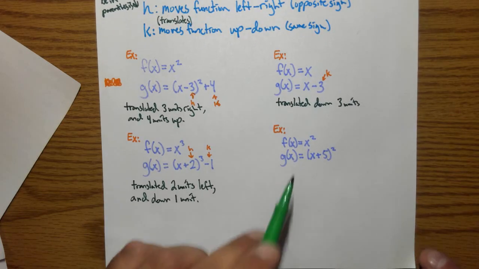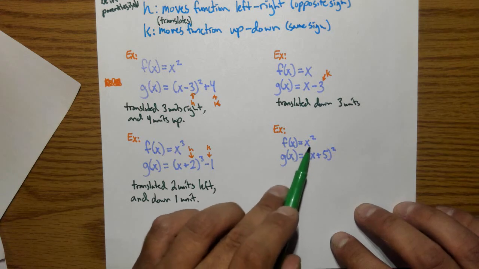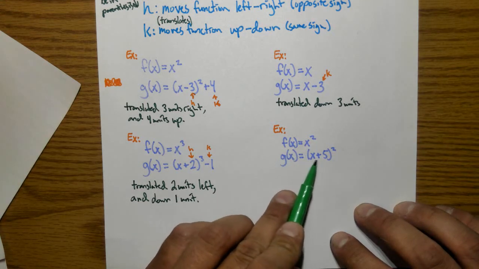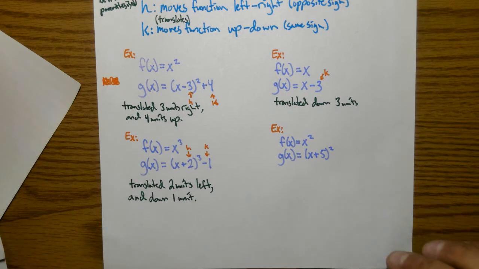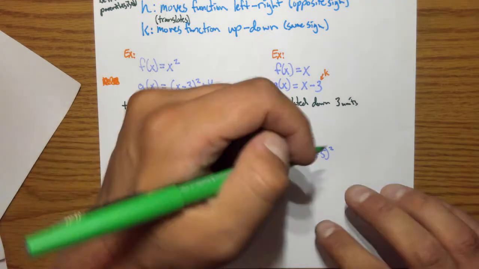Okay. Now this one, we have f of x equals x squared, and g of x equals (x plus 5) squared. Well, again, we know that h's are always in parentheses.